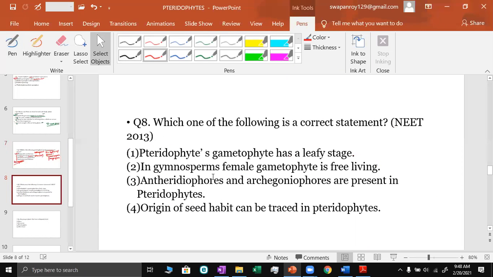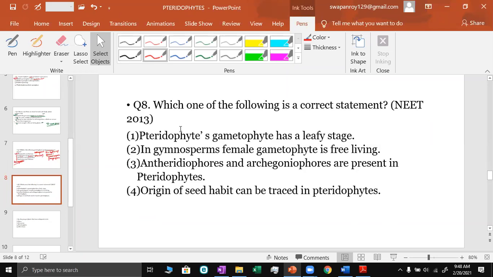Next, which one of the following is a correct statement? This came in the NEET 2013, a long time back, nearly a decade, but still this type of questions are asked. Of course, in the recent years, the NEET exam pattern and syllabus has changed. So we have to concentrate on this.